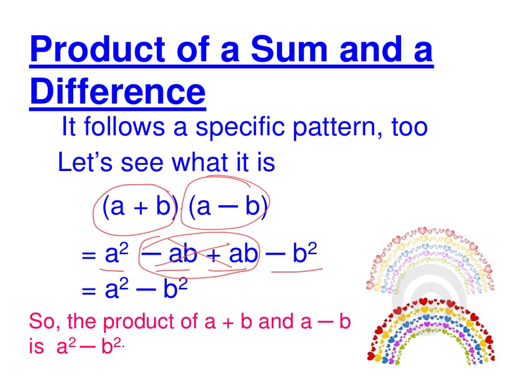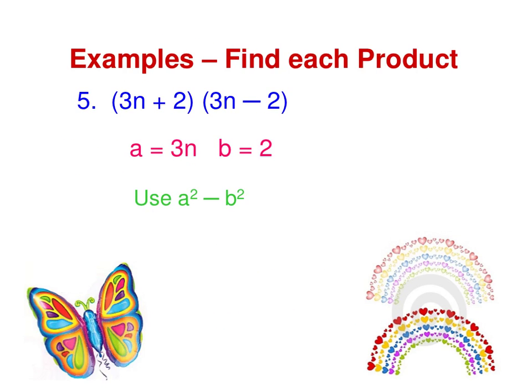So the shortcut for multiplying a sum and difference is to square the first term, square the second term, and put a minus sign in between them. Now you only have a sum and difference when the first term in each parenthesis is the same, the second term in each parenthesis is the same, and the signs between them are opposite. So let's see what happens here. 3n, 3n: first term's the same. 2, 2: second term's the same, and they have opposite signs between them.